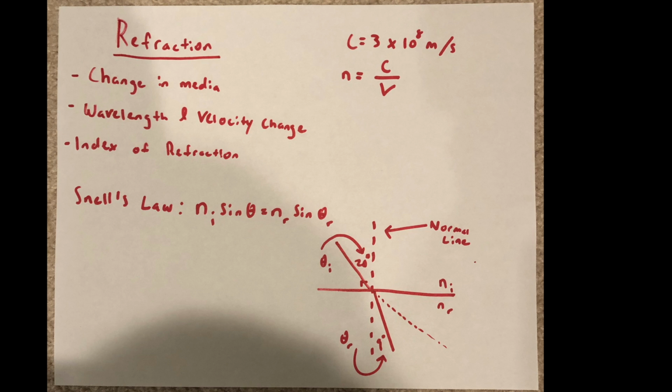As you can see here, the speed of light is equal to 3 times 10 to the 8th meters per second, and we can use that to find the index of refraction, which is equal to the speed of light over the velocity. And as seen in the diagram below, between the two different media is the horizontal or x-axis, and the normal line is perpendicular to that barrier, and it's just used as a reference. Now we have our first index of refraction, Ni, and the second one is Nr, and we have our wave, which is coming in at 20 degrees, and it comes out at 9 degrees.